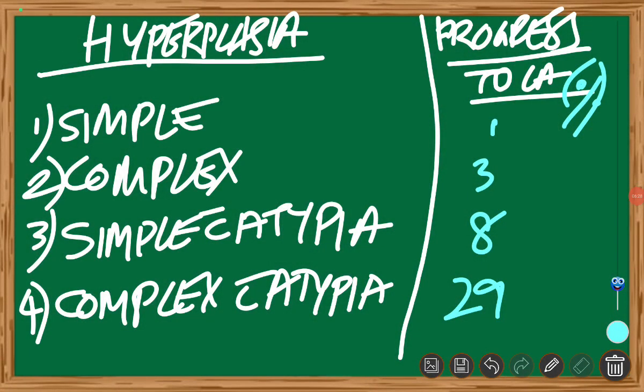There are four types of endometrial hyperplasias: simple, complex, simple with atypia, and complex with atypia. Simple endometrial hyperplasia has 1% risk of progression to CA endometrium. Complex hyperplasia has 3% risk. Simple hyperplasia of the endometrium with atypia has 8% chances of progression, and complex hyperplasia with atypia has 29% chances of progression to CA endometrium.